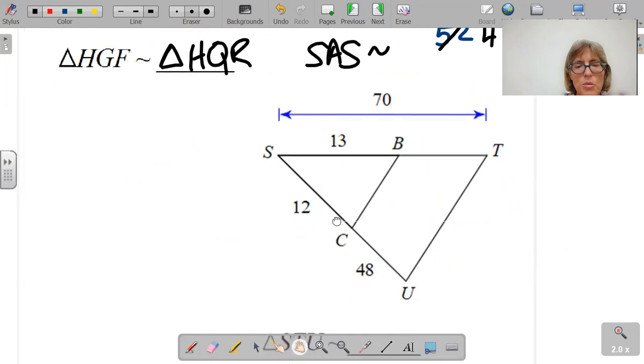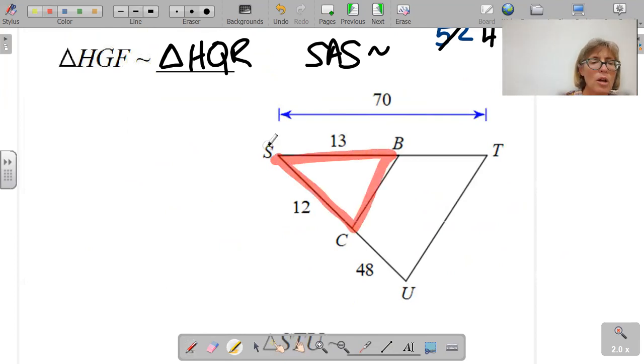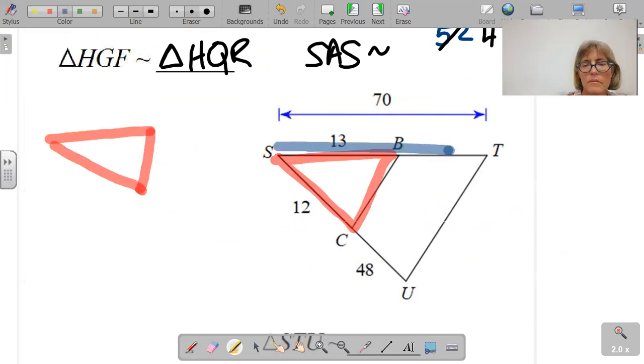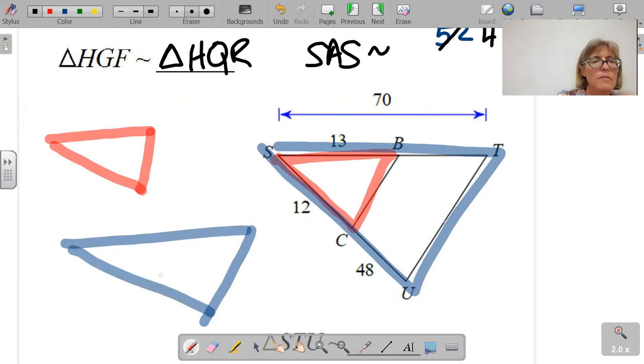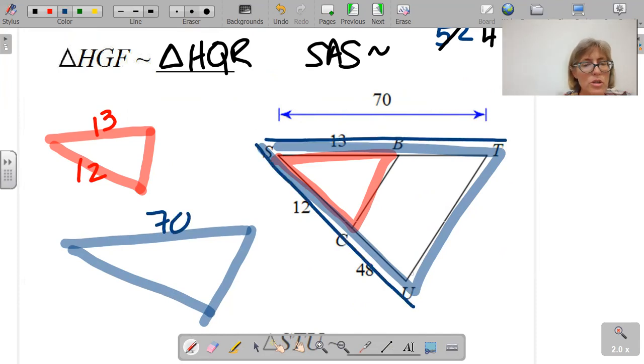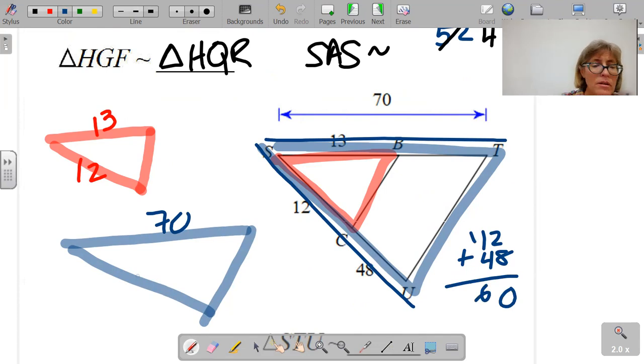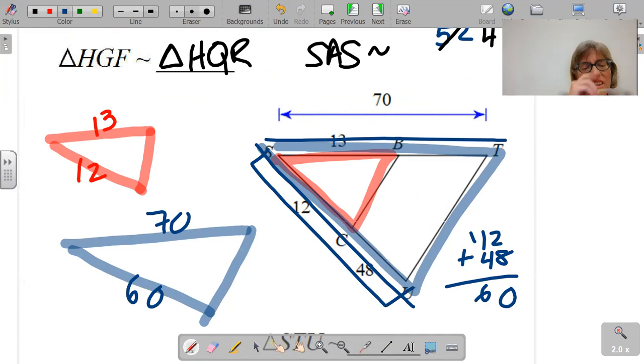Taking a look down here at this one, we'll do this one together. Once again, we have overlapping triangles. When we have overlapping triangles, you want to pull them apart. Entire side is 70. Careful there. This is not 48. It's 12, and 48 is the whole side here. Be very careful with that. Physically trace it.